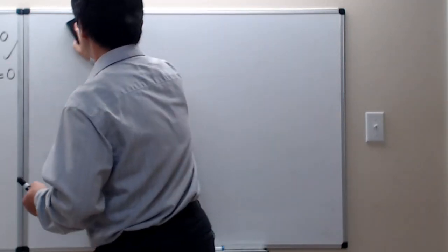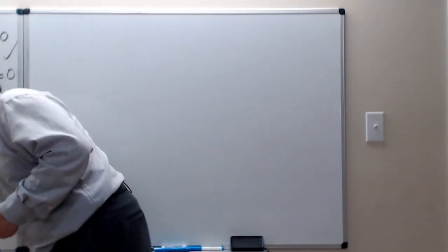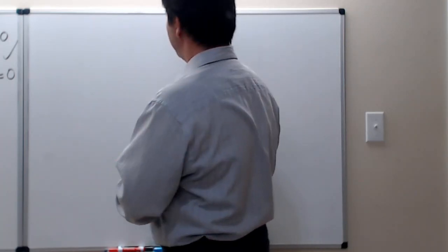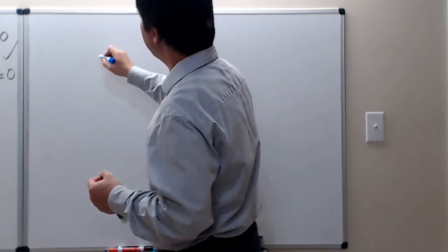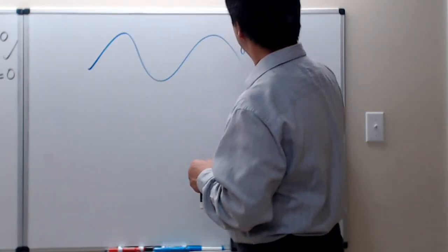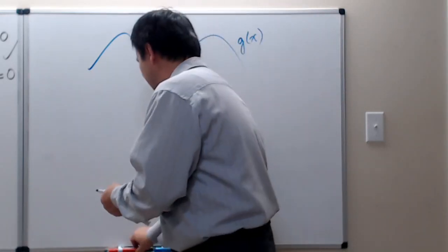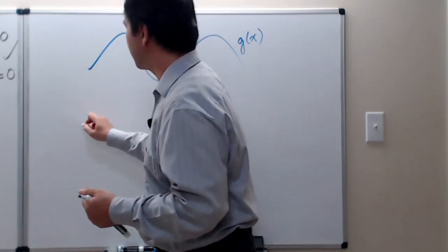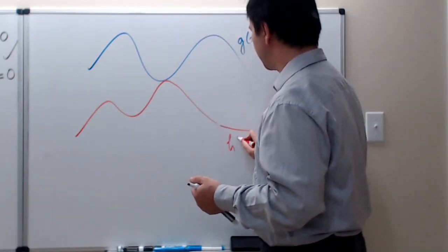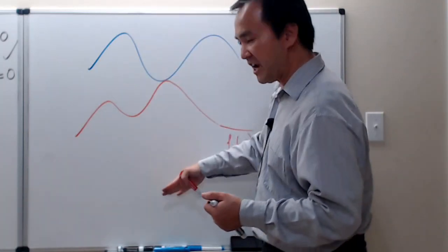in a graphical explanation. We can try to imagine that g of x is some function like this in blue. So this is g of x. And in red, I'm going to draw some h of x. So clearly, with my drawing right here, g of x is above h of x.